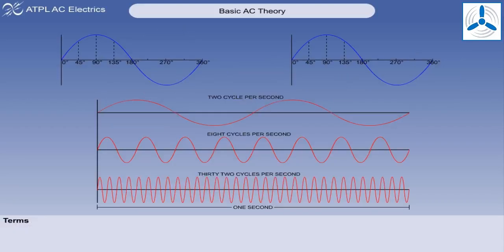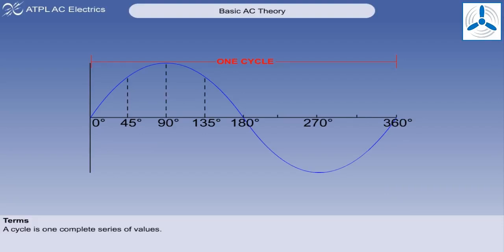There are several terms used to describe alternating current, and you need to become familiar with these terms. As shown on the graph, a cycle is one complete series of values. A cycle can be split into two halves, known as a positive half cycle and a negative half cycle. We have already mentioned phase angle or phase, and we know that one cycle represents from 0 to 360 degrees of phase.